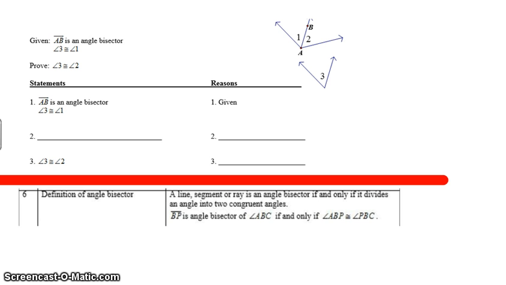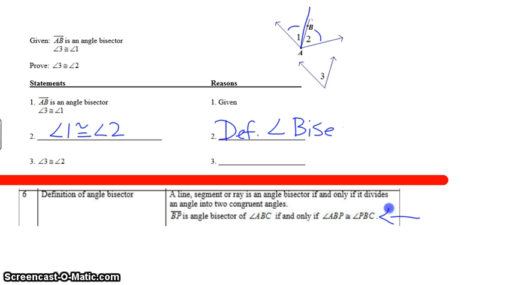Definition of angle bisector, the statement or example is that BP is an angle bisector of ABC. They've given us that part. If and only if angle ABP is congruent to angle PBC. So what that tells me is I go look at AB. It's an angle bisector. What does that mean has to be congruent to each other? That means these two angles here, angle 1 and angle 2, have to be congruent to each other based on the definition of an angle bisector.